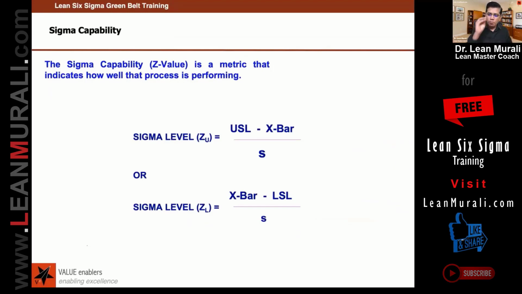That will show how many standard deviations fit between the average and the specification limit, whether it is the lower specification limit or the upper specification limit. And that is called sigma level. Basically, the number of standard deviations that is able to fit between the specification limit and the average is called the sigma level.